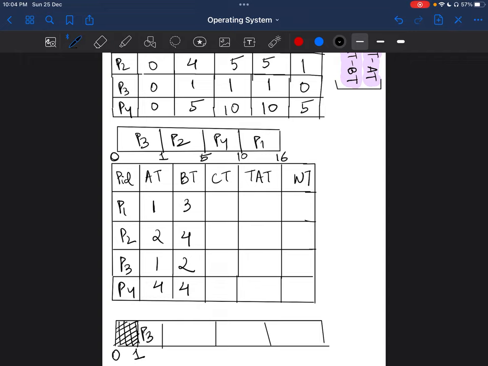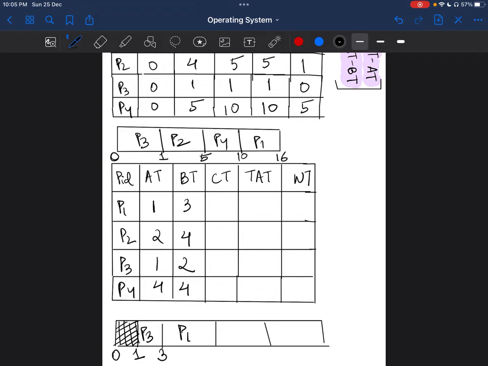Now, as it is non-preemptive, P3 will be executed till its completion. So P3 will run till 3, and at 3, we should see which processes are already there. At 3, you can see that P1 is there and P2 is already there. P4 has not yet arrived. We must see the burst time. The burst time of P1 is less than that of P2, so P1 will be given next.